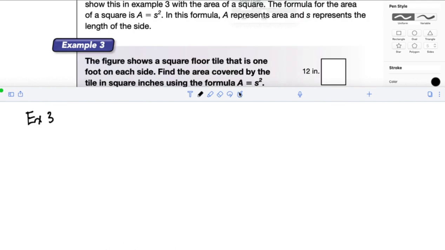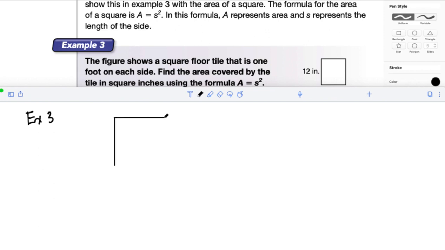Here in example 3, we're given a word problem, and we're told that the figure shown is a square floor tile that is 1 foot on each side. Find the area covered by the tile in square inches. Okay, now I know what I'm reading. Okay, fine. So here we are.